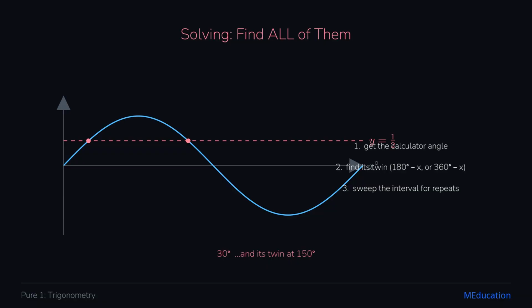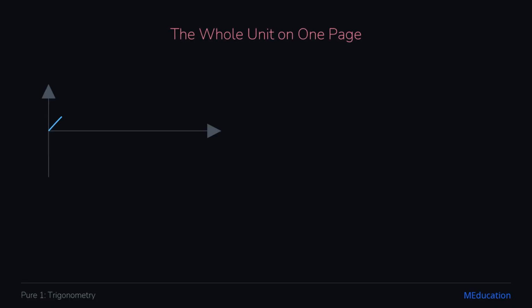So, take the calculator angle, find its twin across the wave, then sweep the whole interval for repeats. And read whether the question speaks degrees or radians before writing anything at all.